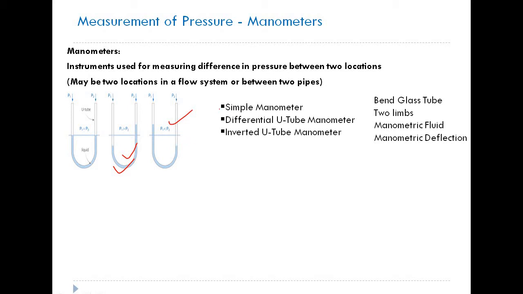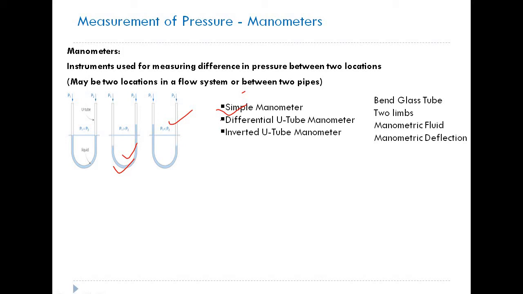So you have got three types of manometers. One is a simple manometer. That means one end is connected to the location where the pressure is to be measured, and the other end is connected to atmosphere. If that other end is connected to atmosphere, it means the other limb is open to atmosphere. That means that limb is subjected to atmospheric pressure.